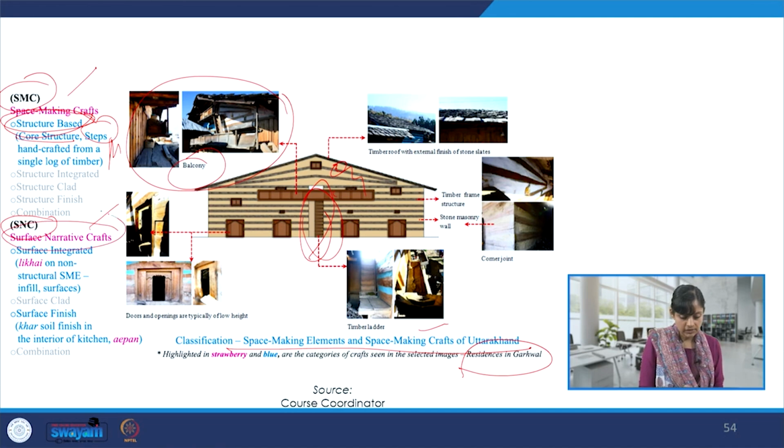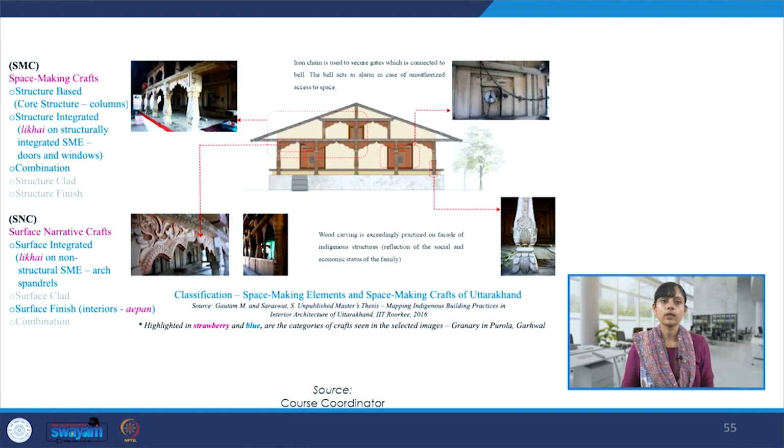We also see surface narrative crafts like this kind of carving which is not structural per se, but there is some carving which is integrated on the surface, and there are some objects of use that we also see inside these houses. They are there on the other plate. And there is the surface finish, so there is this local soil which is known as khar soil, and for the finishing of the kitchen it is used for the finish. So that's in the interiors.